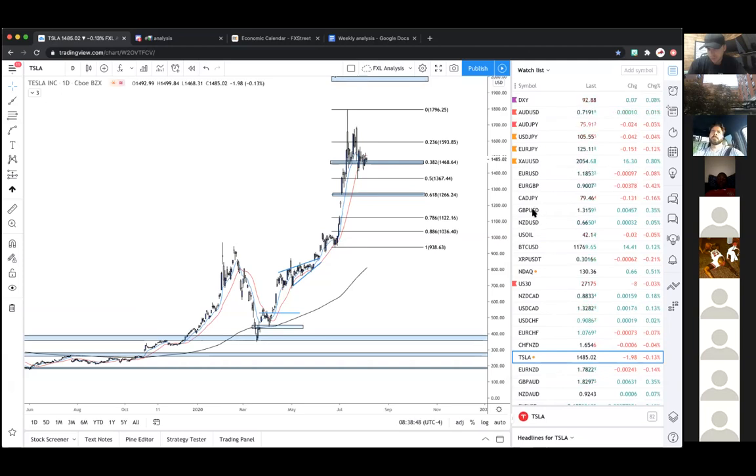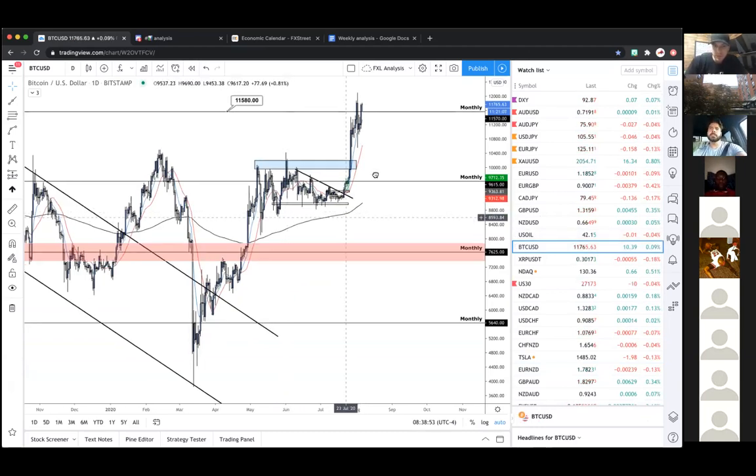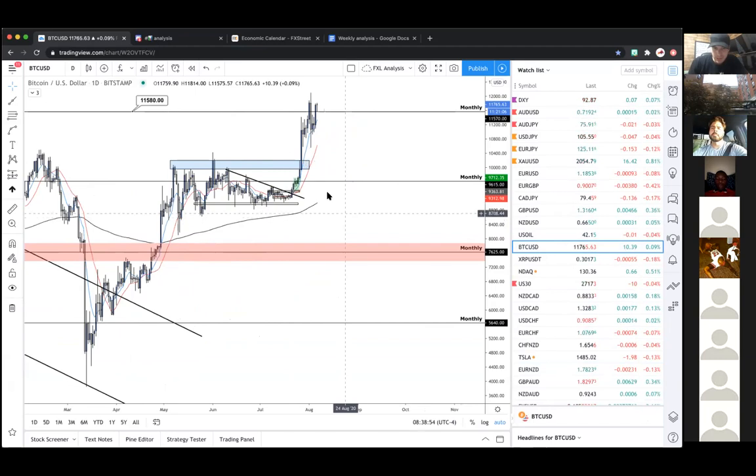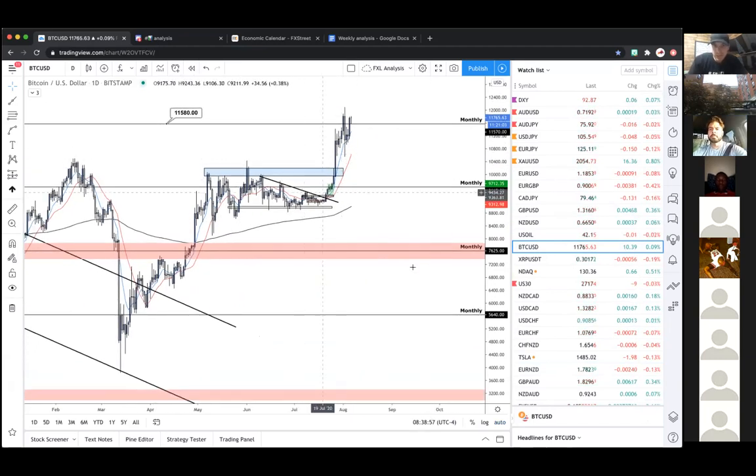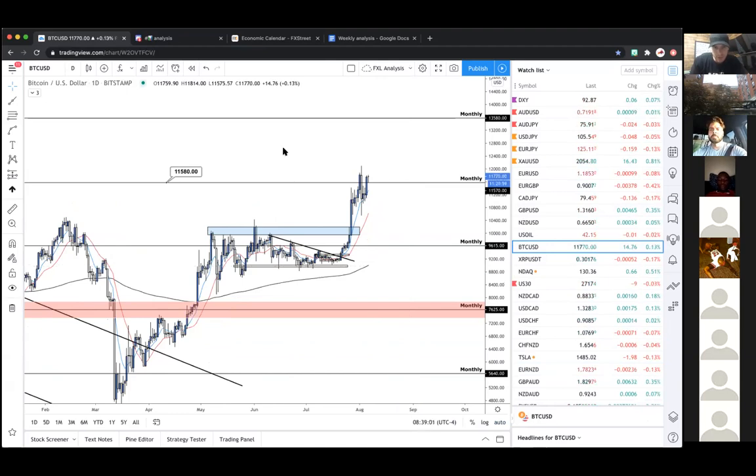What did I have marked up here? BTC. This thing is currently at a monthly zone, guys. How many of you guys watch BTC? I know a couple of you do. I've been over it with a few of you. BTC. Yeah, we'll do BTC for now.